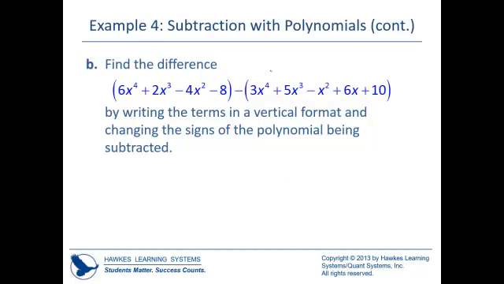Alright, so let's take a look at this one. I got 6x to the fourth, 2x cubed minus 4x squared minus 8. So I'm going to go ahead and write it down here. So 6x to the fourth plus 2x cubed minus 4x squared minus 8. And so now that's minus 3x to the fourth plus 5x cubed minus x squared.